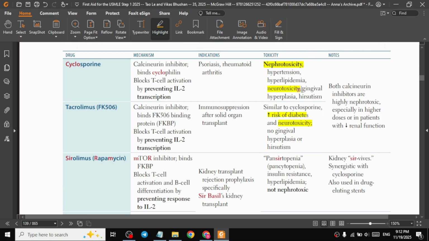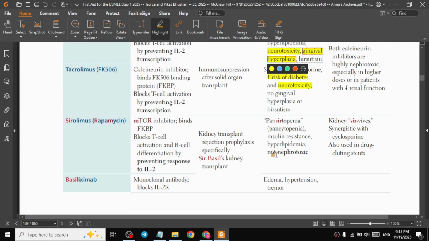Okay? Gingival hyperplasia. I want you to search for gingival hyperplasia because there are several drugs that lead to gingival hyperplasia. And all of them are very, very important. One of them being phenytoin, right? So how do you differentiate between these two? First, this one has gingival, this one does not. Okay, so cannot be used with people with low renal function. But sirolimus can, not nephrotoxic, right?